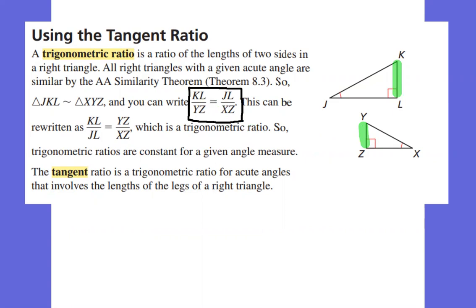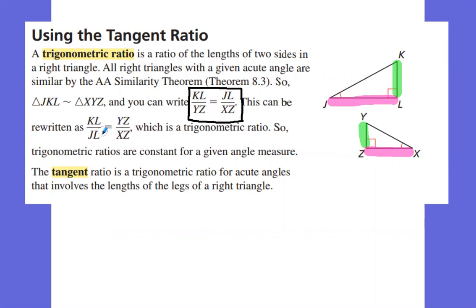equals, and then in this next ratio, we have JL, which is right here. Well, let me change my color. So there's JL over XZ. And in both of these triangles, that is the side that is adjacent to the marked angle, the angle J and the angle X. So once again, we have a pair of corresponding sides. So my ratio of corresponding sides has to be proportional. So the ratio of KL to YZ is equal to the ratio of JL to XZ.